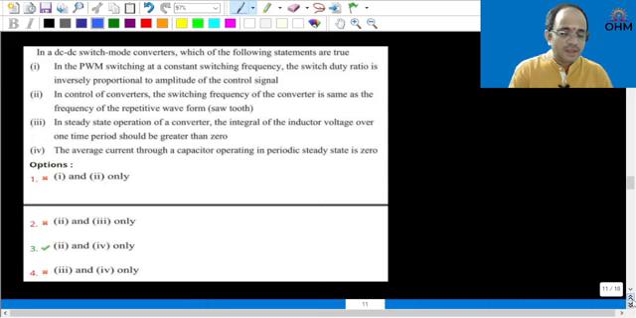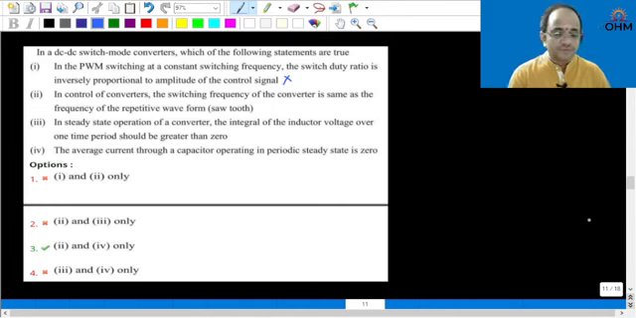Next, in DC to DC switch mode converters, of course just to confuse the student, it is mentioned DC to DC switch mode converters. These are general statements only. Which of the following statements are true? In the PWM switching at a constant switching frequency, the switching duty ratio is inversely proportional to the amplitude of the control signal. This is not correct. It is not inversely proportional, it is directly proportional.